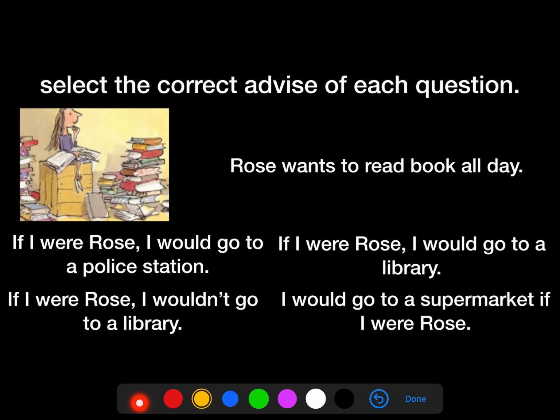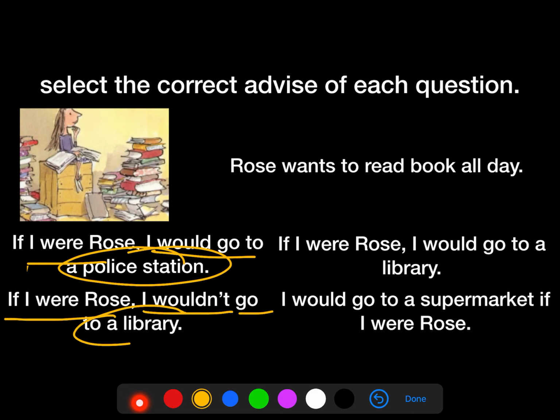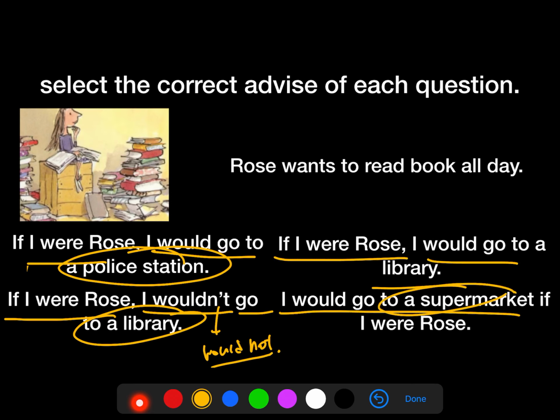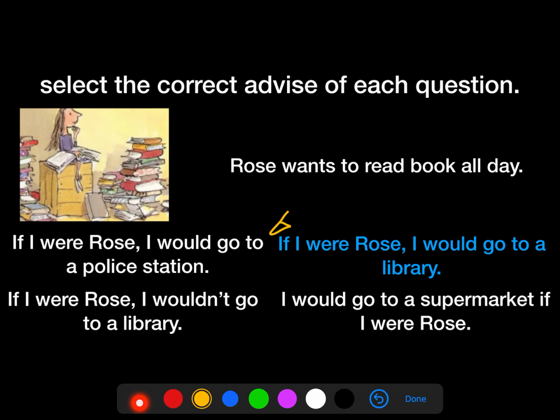Let's move on. Rose wants to read a book all day. So, which advice would be the best advice for Rose at the moment? Number one, if I were Rose, I would go to the police station. If I were Rose, I wouldn't go to a library, which means would not, right? If I were Rose, I would go to a library. I would go to a supermarket if I were Rose. So which would be the correct advice for Rose at the moment? The answer is this one.